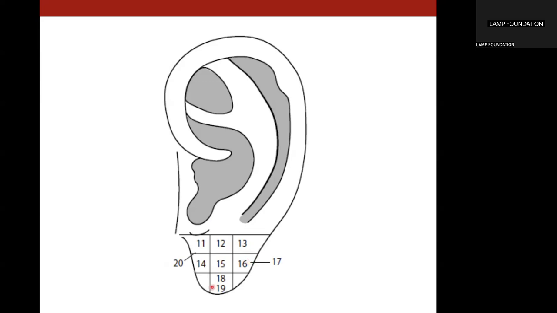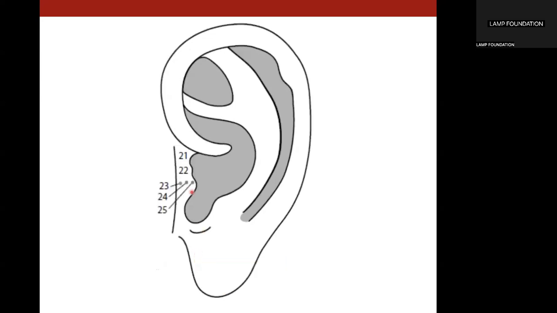18 is tonsil. This is at the center of sector 8. And 19 is helix 6. So this is helix 5, 17. Helix 6 is 19. Number 20 is the insomnia point. This is slightly medial to the teeth points, 11 and 14.